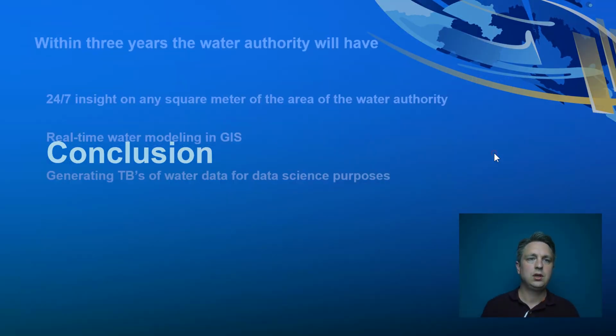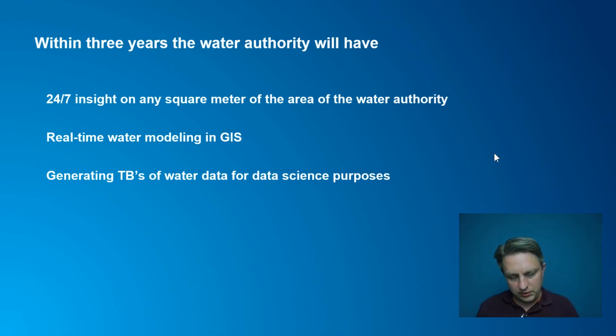So in conclusion, in this project where we are at the beginning, we are in a 3-year project where after 3 years the Water Authority will have 24/7 insights on any square meter of the area of the Water Authority. To be able to do that, we have achieved real-time water modeling in GIS. We already have seen some examples of that. And of course, we will be generating terabytes and terabytes of water data, which can be used for data science purposes to make better decisions on what is happening in the water system and what we can do.